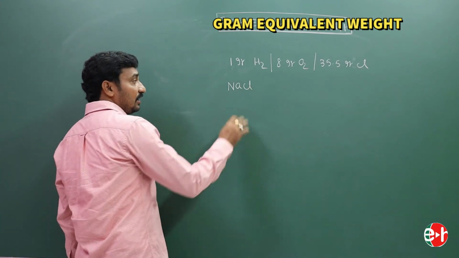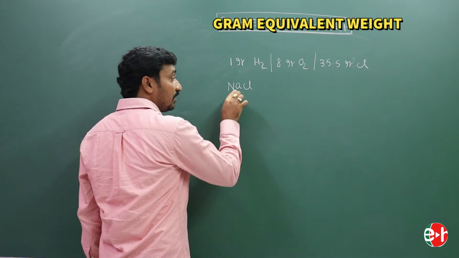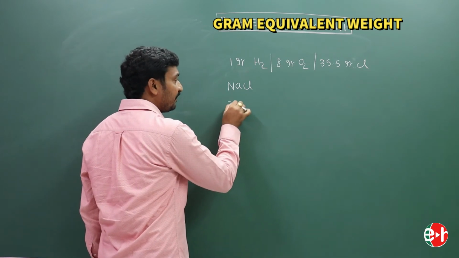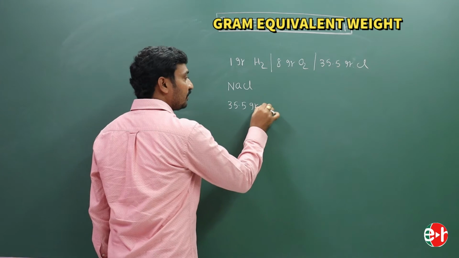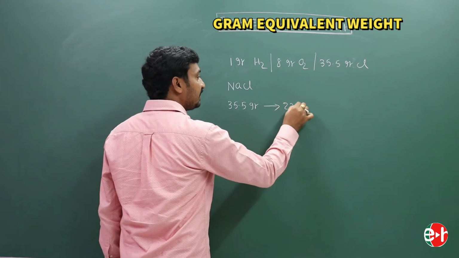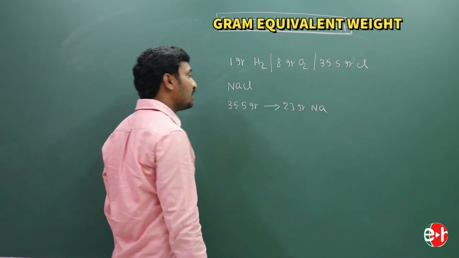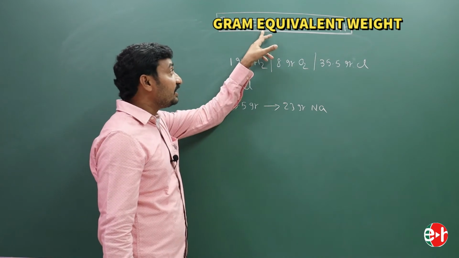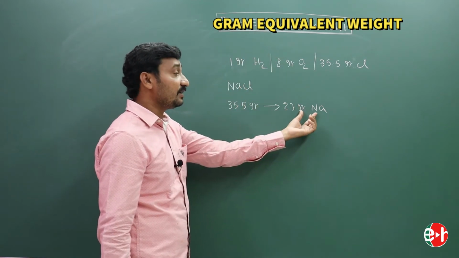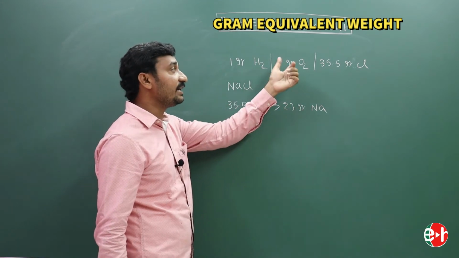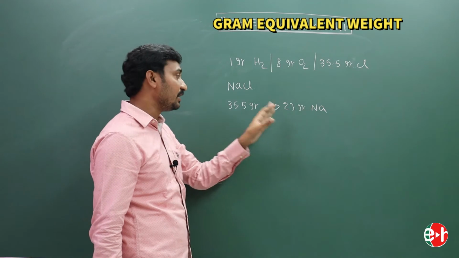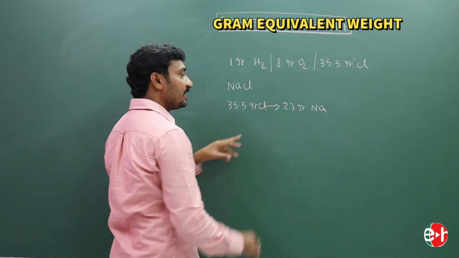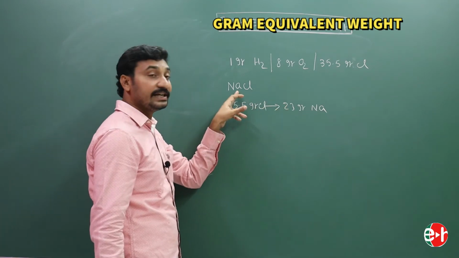In this one, sodium atomic weight is 23, chlorine 35.5. In this one, 35.5 gram chlorine combined with 23 gram Na. So what is the equivalent weight of sodium here? 23, no? Why? Because by the definition, equivalent weight is the weight of an element that combines with 1 gram hydrogen or 8 gram oxygen or 35.5 gram chlorine. Here 23 gram sodium combined with 35.5 gram chlorine. That's why the equivalent weight of sodium is 23 in NaCl.